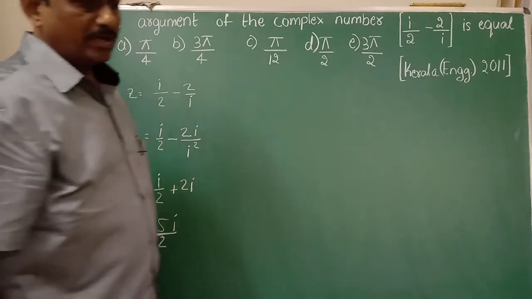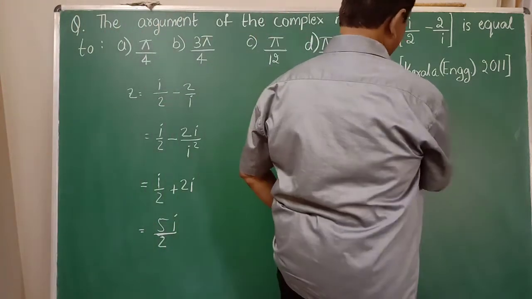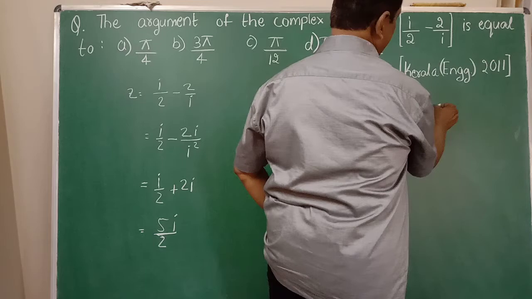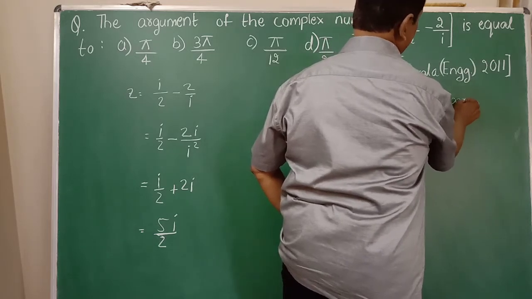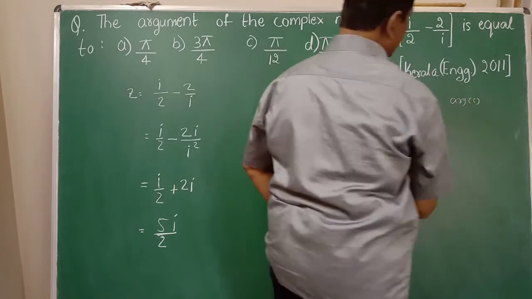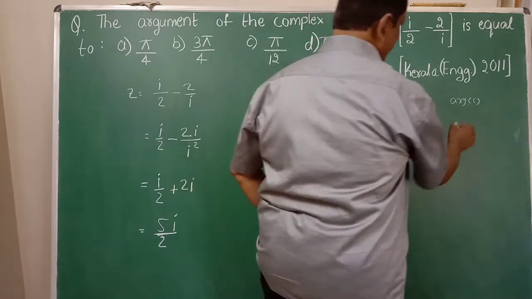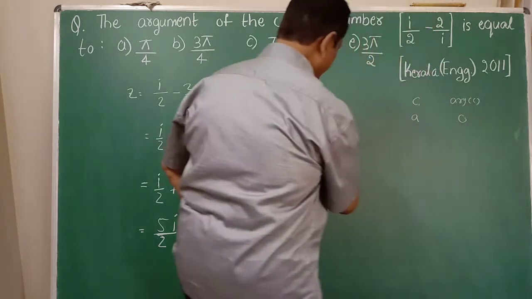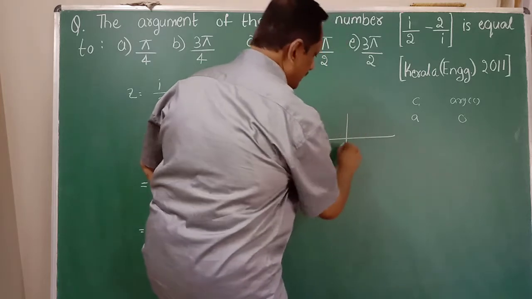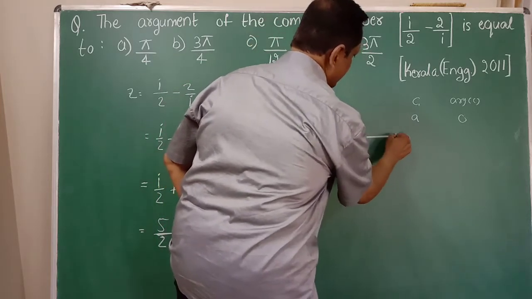So I have given one list here: the complex number and the amplitude or argument of the complex number. Suppose a complex number is only a constant A, then the argument is always 0. If it is a constant A, then it lies on the x-axis.